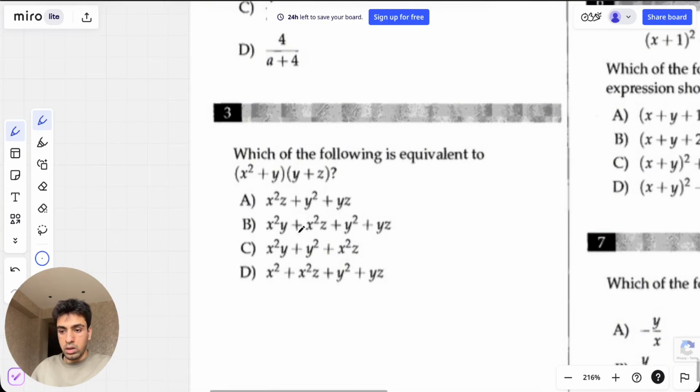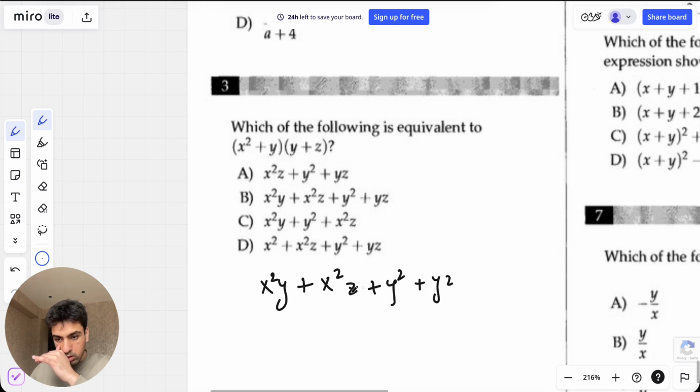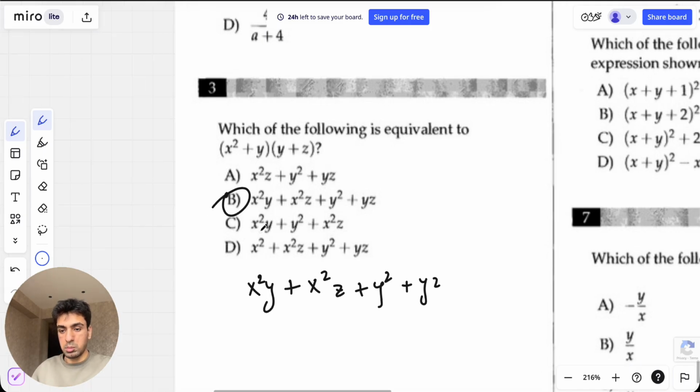Question 3, we'll have to expand this. So we'll have to expand this with this, and then this with this, and then this with this, and then this with this. So x squared with y is x squared y, x squared with z is x squared z, y with y is y squared, and then y with z is yz. So that's what we have, and that is going to be B.